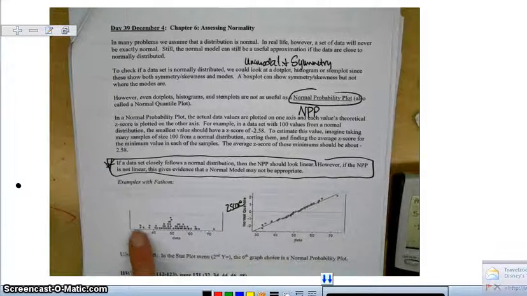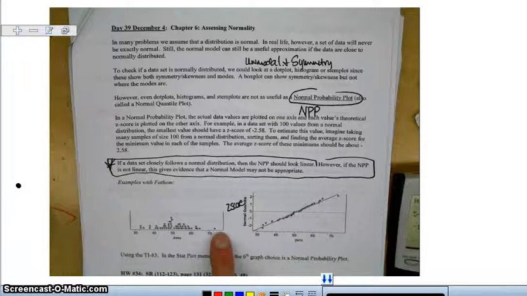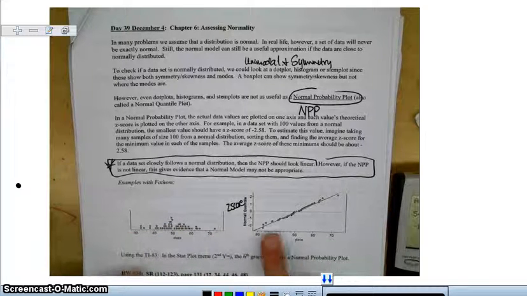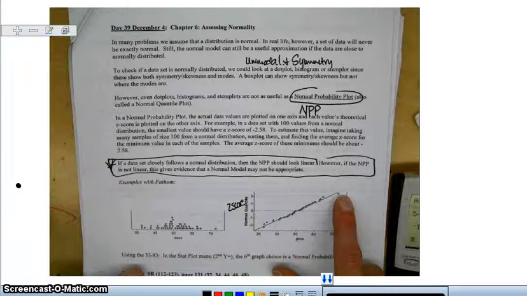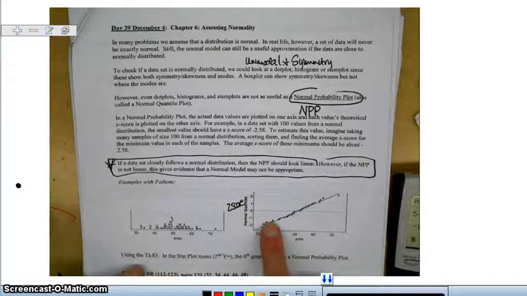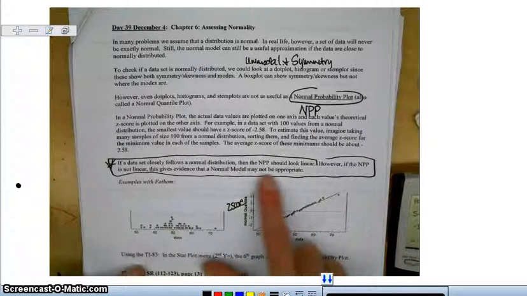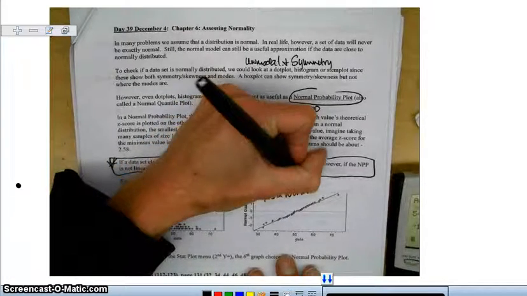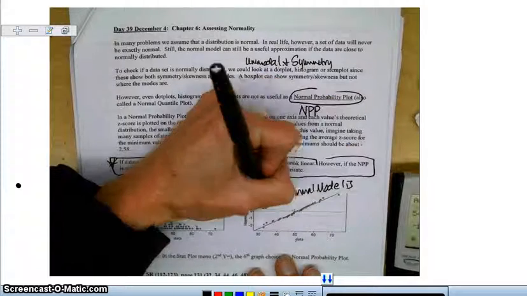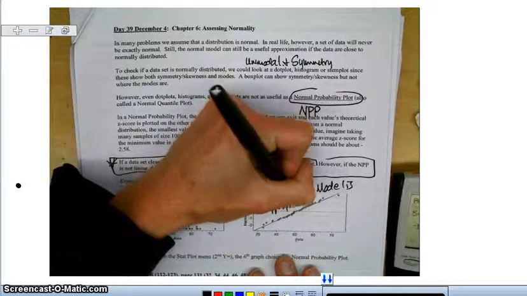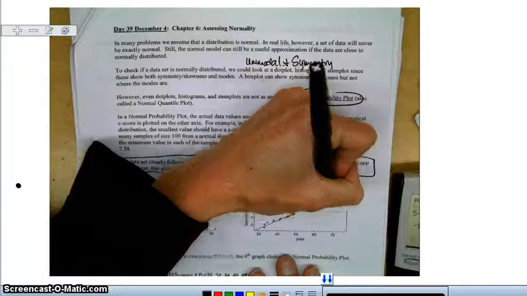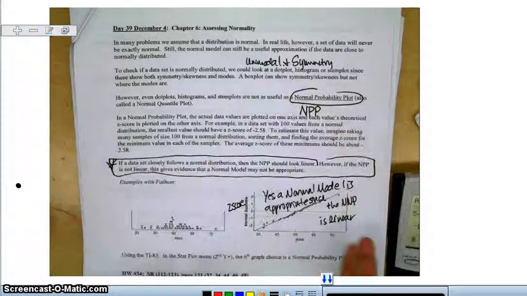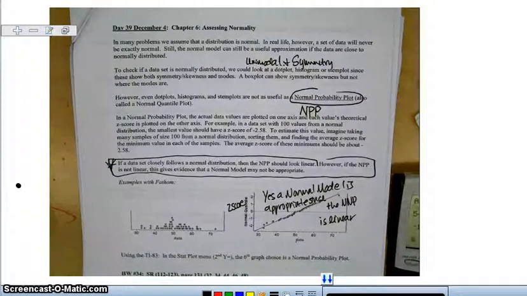Okay, so if your data is approximately normally distributed, unimodal and symmetric, then the normal probability plot will approximately line up on a straight line. And this does, there's a few of them that get a little far away from it, but this one does. So this would be just fine. Yes, a normal model is appropriate since the NPP is linear. That's what you say every time. You show a picture of the NPP, you say yes, it's appropriate because the NPP is linear.